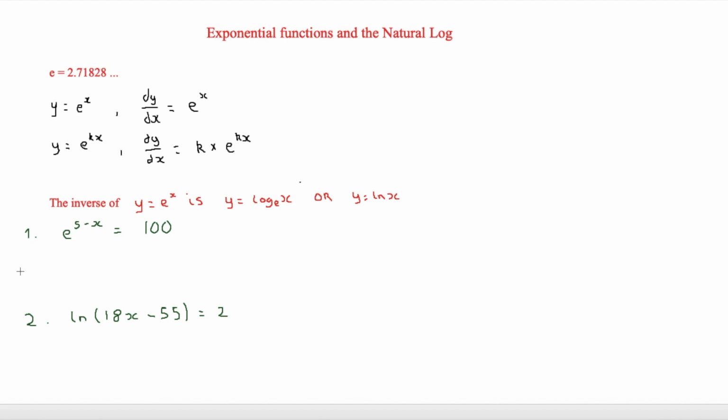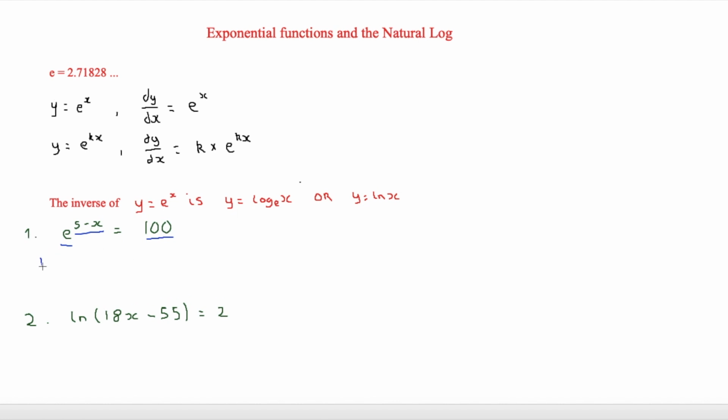The first one here is saying that e to the 5 minus x is equal to 100. And I will always use the idea of doing left, right, middle. So I say that this one's left here, this one is right, and then the power is middle. And that's how I work it out. If you're using it in this form, you have to make sure you write it in this form.